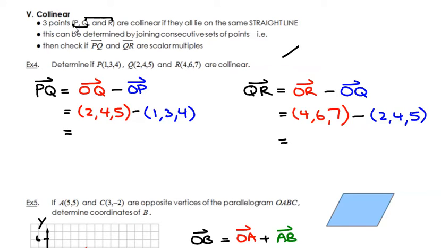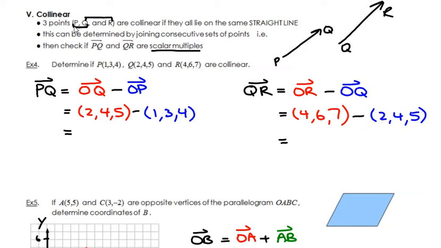So I'm hoping that P to Q and Q to R are along the same lines if they have the same ratio. Okay, so they're scalar multiples of each other. Now, what does that mean? I'm going to show you.